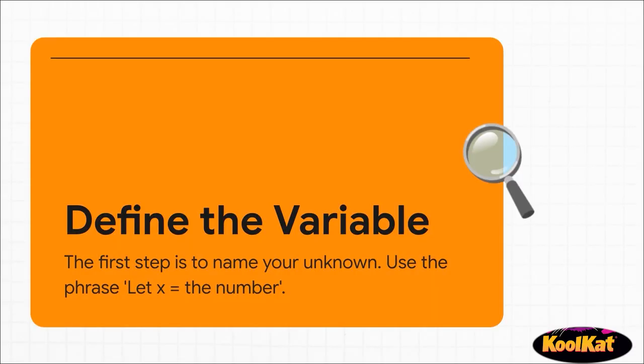So step one is absolutely non-negotiable. Before you do anything else, you have to identify what you're trying to solve for, the unknown piece of the puzzle. Give it a name. Just write down on your paper, let x equal the number. This one little step is going to anchor everything else you do.